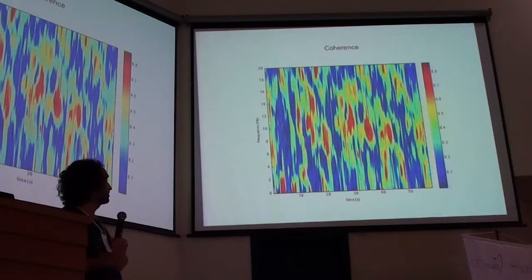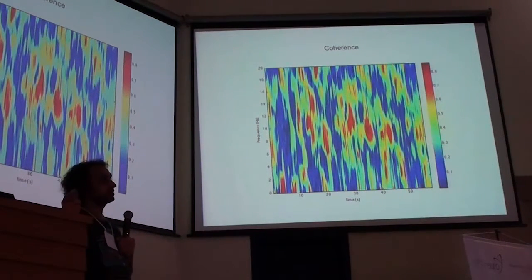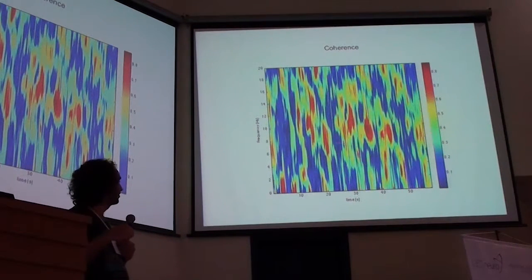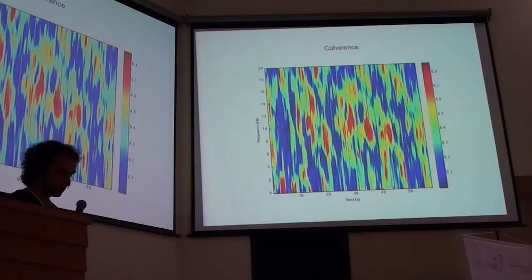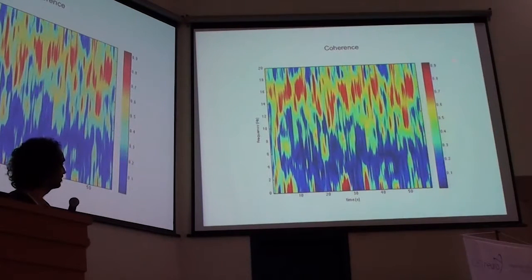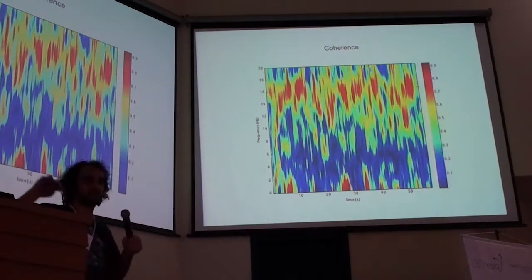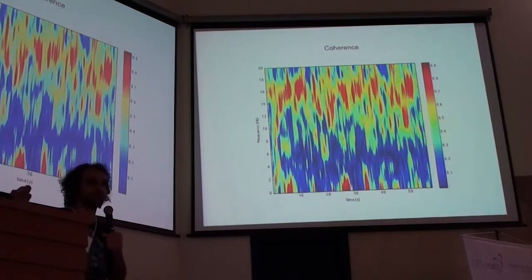So this is the coherence between the most dorsal electrode and the most ventral. And there is some coherence at this 8 hertz where the animal is walking. But when you have the light, so here's the light, you actually get rid of this coherence. So you kind of desynchronize dorsal and ventral.